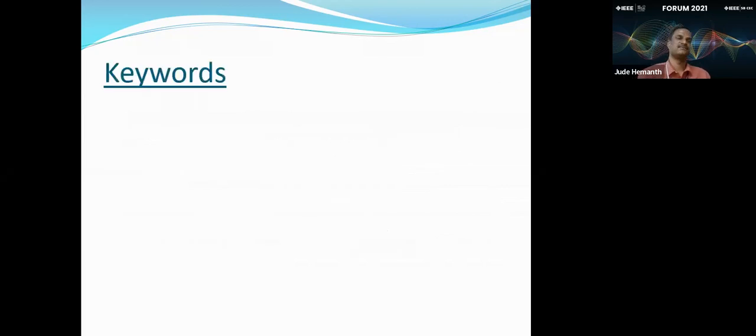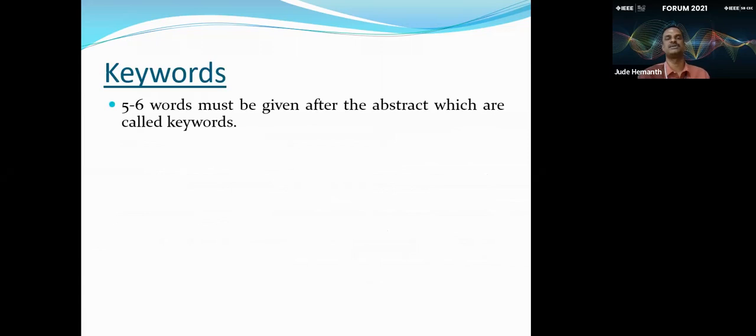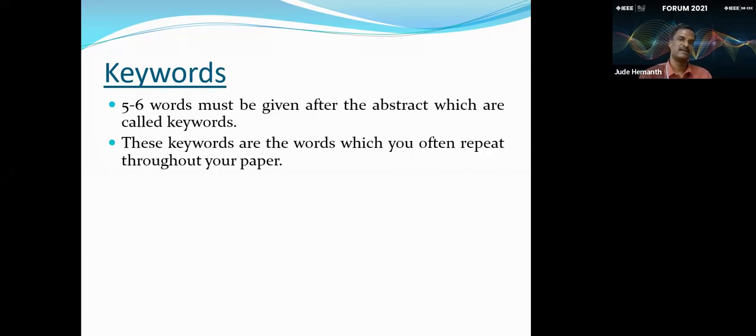Next comes keywords. We normally do not give much importance to the keywords. 5 to 6 words must be given after the abstract, which are called keywords. Why do we give this? These keywords are going to help you increase your citations. It is not only getting paper accepted, but after accepted, the quality check is how many researchers are going to refer your paper in their reference section.